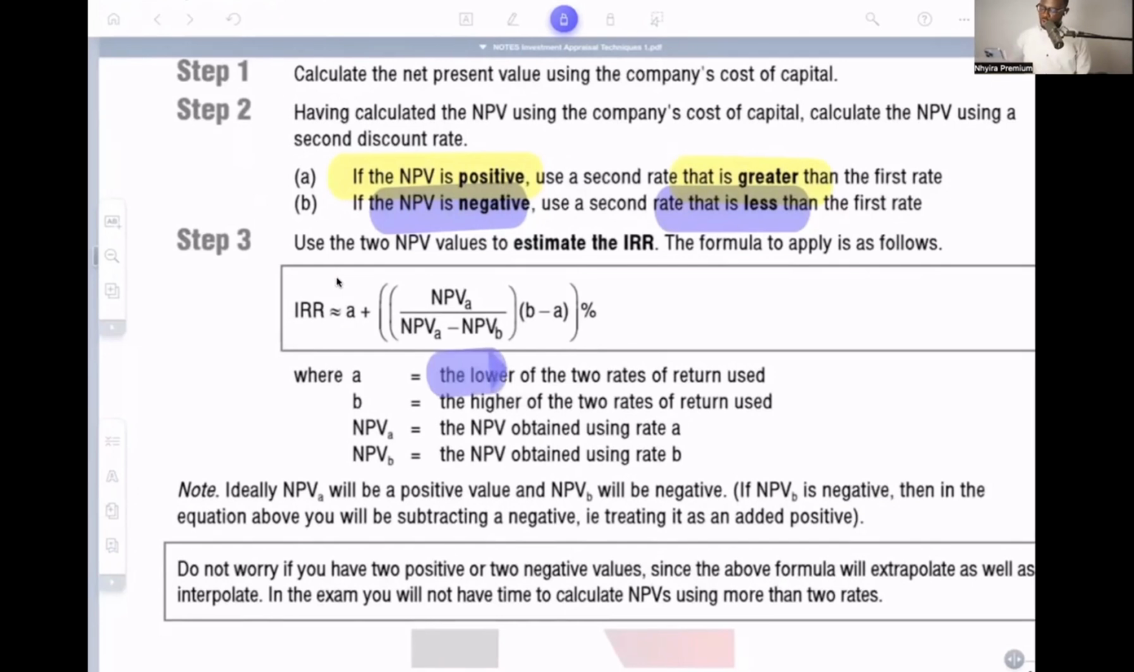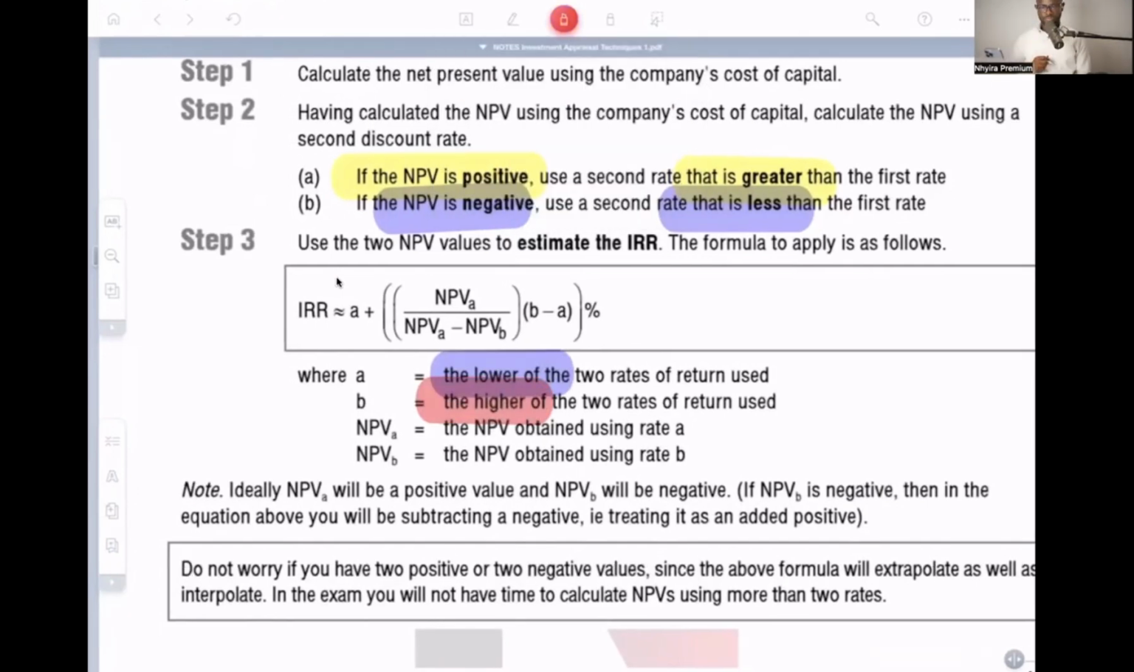But what is A and B? A is the lower rate. B is the higher rate. Okay? A is the lower rate. B is the higher rate. So NPV of A is the NPV of the lower rate. NPV of B is the NPV of the higher rate. That is all. And that is the idea about IRR.